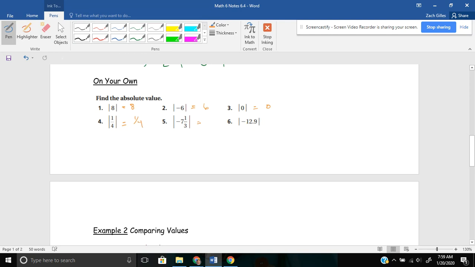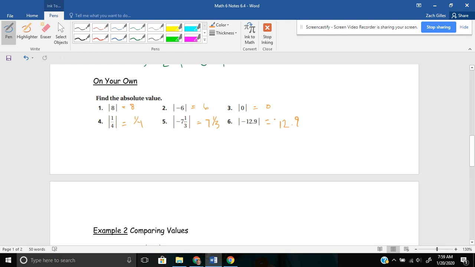-7 1/3 is 7 1/3 away from 0. You're catching on, I can just tell. -12.9 is 12.9 away from 0. Notice that these should all be positive answers because we're talking about distance here. There aren't any negative signs out in front of that absolute value sign.